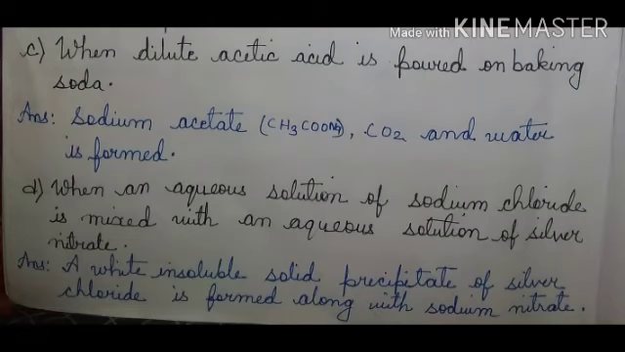Now your next question, when dilute acetic acid is poured on baking soda. When this happens, sodium acetate forms, the formula of which is CH3COONa, and along with it carbon dioxide and water are also formed. Now your next condition is, when an aqueous solution of sodium chloride is mixed with an aqueous solution of silver nitrate, a white insoluble solid precipitate of silver chloride is formed along with sodium nitrate.